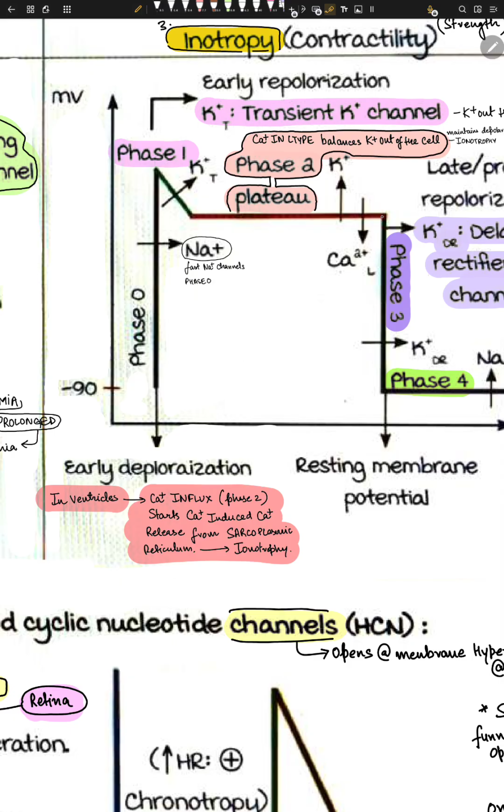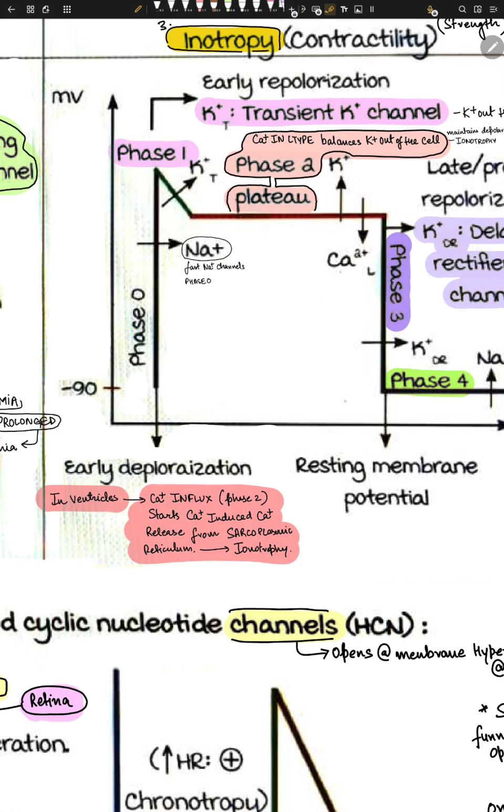Once the contraction gets over, now it's time to relax, because the cell has now contracted. It has pushed all of the blood outside of the ventricles, and now the ventricles are empty. Now the time of filling is going to happen again. So the cells of the ventricles have to relax again.